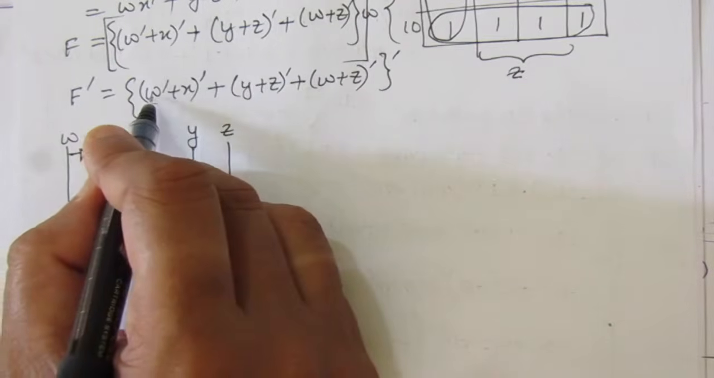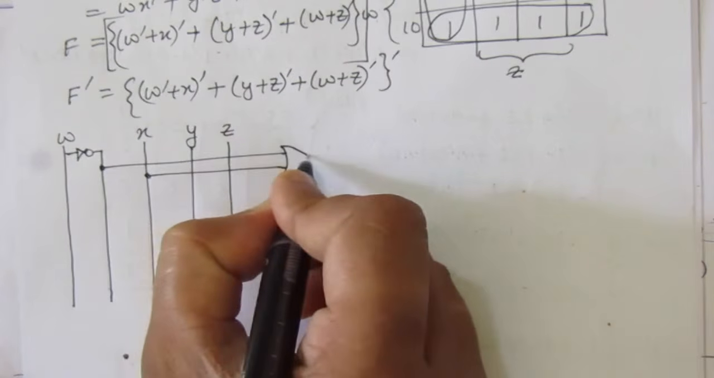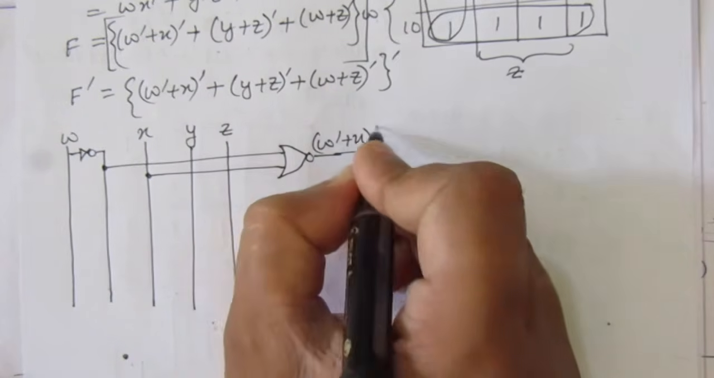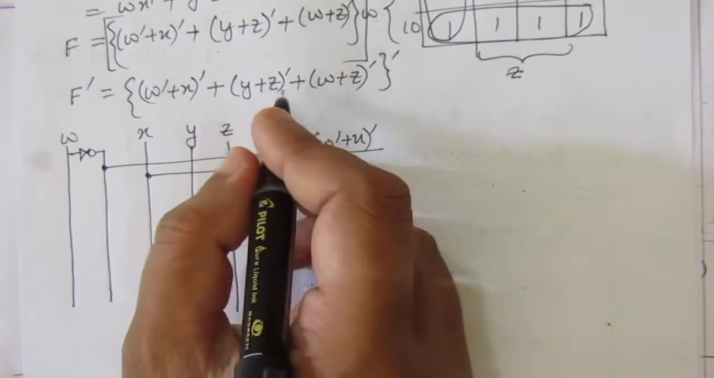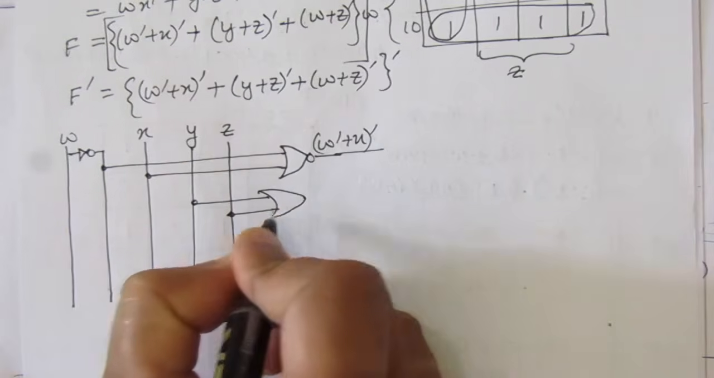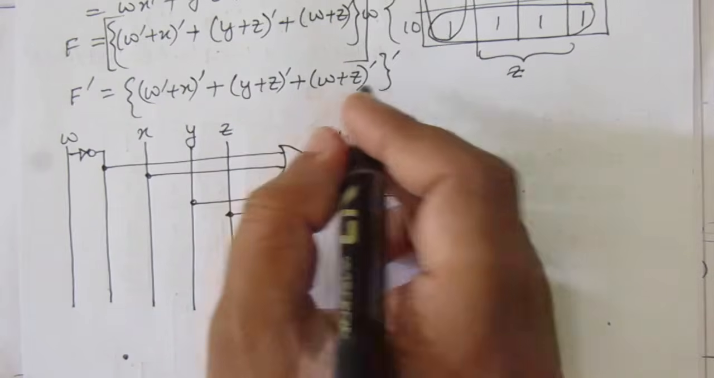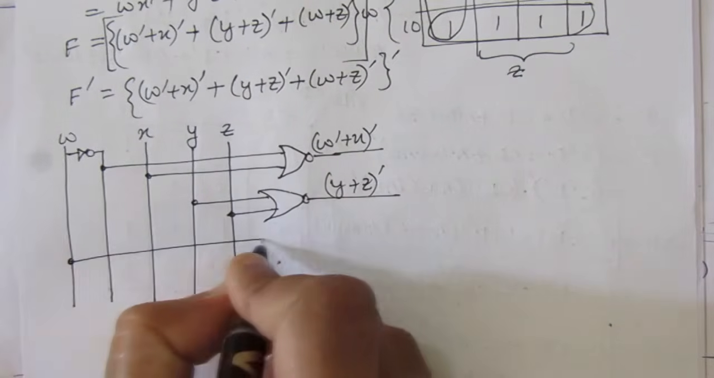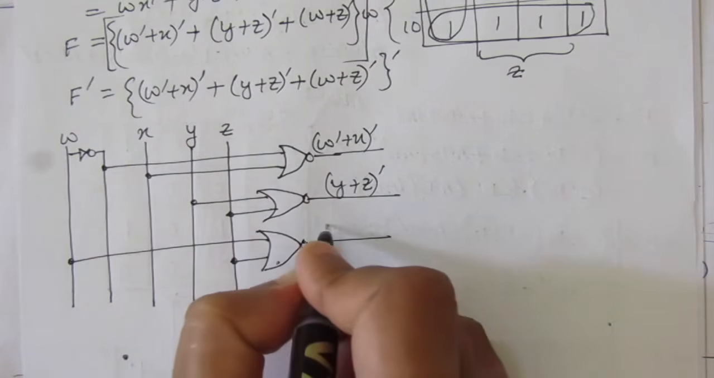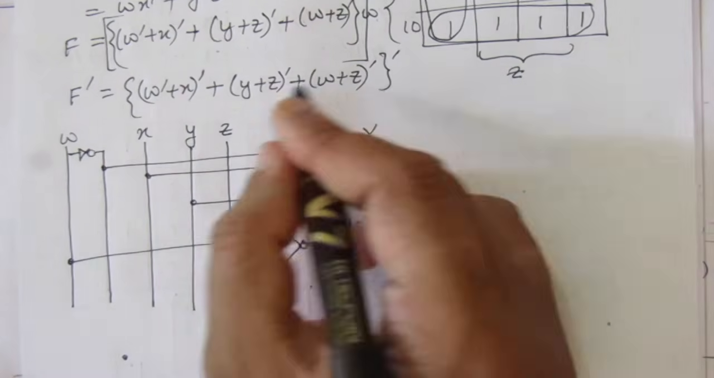First of all we have w bar plus x whole bar, so we use a NOR gate here and get w bar plus x whole bar. Then we have y plus z whole bar; if we use a NOR gate, we get y plus z whole bar. Then we have w plus z whole bar. So up to here we have completed.